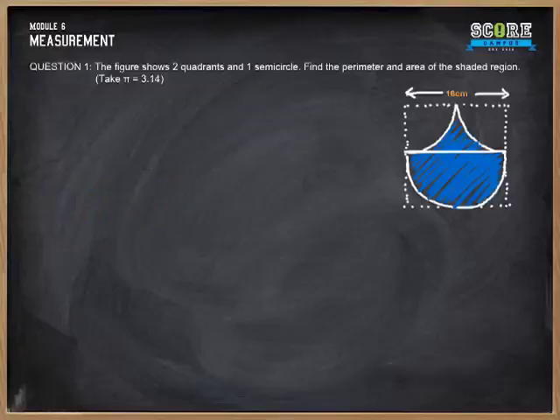Question 1, the figure shows two quadrants and one semicircle. Find the perimeter and area of the shaded region, the area that is shaded in blue. Pi is taken as 3.14. Now let's do this first. Let's find the perimeter first.